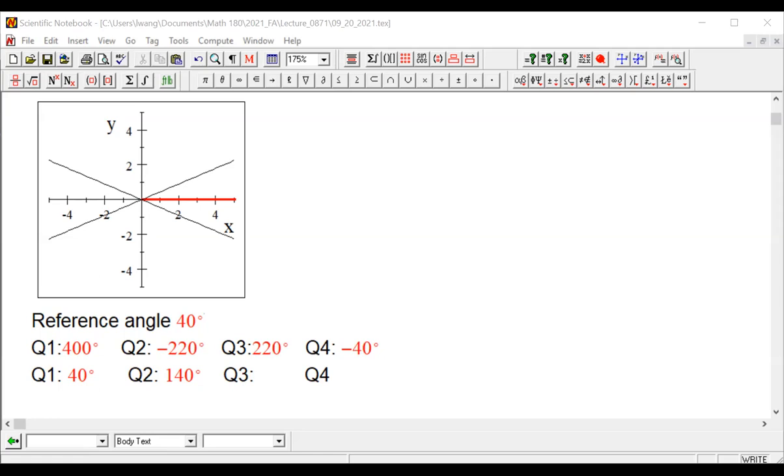Now, with that reference angle, where are we? We get an angle for quadrant 1. We get an angle for quadrant 2. Can you give me an angle for quadrant 3, which is different from 220? 580 degrees. How did you get that, Farouz? I added just one complete revolution, 360 degrees, to 220 degrees. Did you guys hear that?